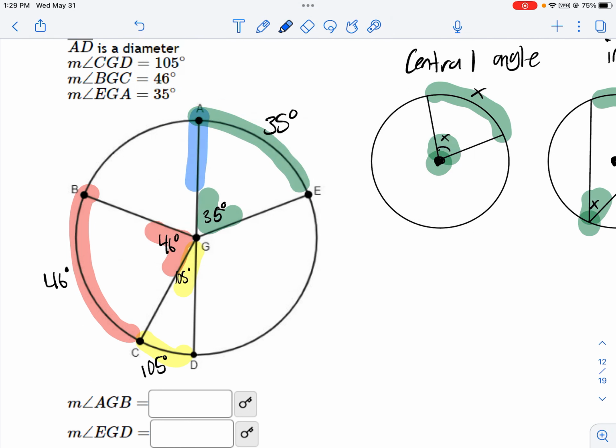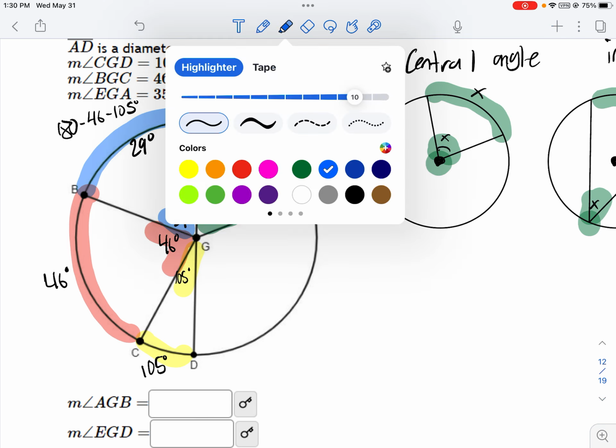Well, we know something really important. A to D is a diameter, meaning that it cuts the circle in half. If the whole circle is 360, then this part is 180, and this part is 180. It'll slice it evenly. Well, if this whole section is 180, and we know that this section is 105 and 46, then the remaining section is 180 minus the other two arcs, so 46 and 105. And we end up at 29 degrees. And once we know the arc is 29 degrees, we know the central angle is also 29 degrees. Booyah!